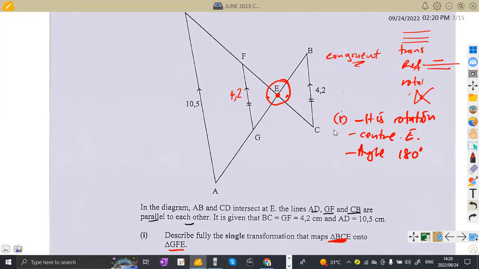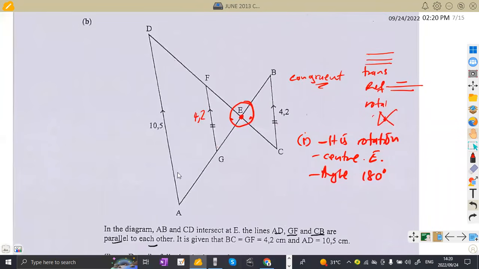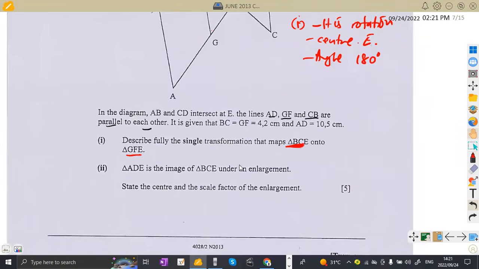Anyways, let us see the other part. ADE is the image of BCE. They are saying ADE, which is this bigger triangle from A to D to E, is the image of the smaller triangle. If truly these are parallel lines, because we're going to formulate similar figures, it means this is an enlargement. The bigger triangle is an enlargement of this. But if these two are equal like that, it's a rotation. But this one becomes an enlargement now. So that one is enlarged. That's why we are given that it's an image under an enlargement.